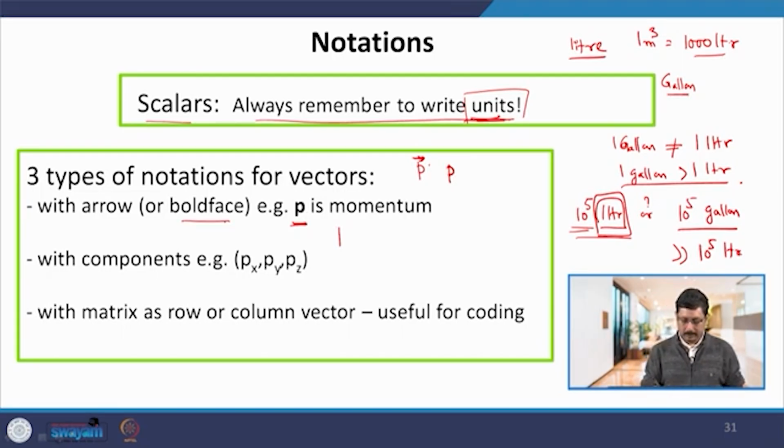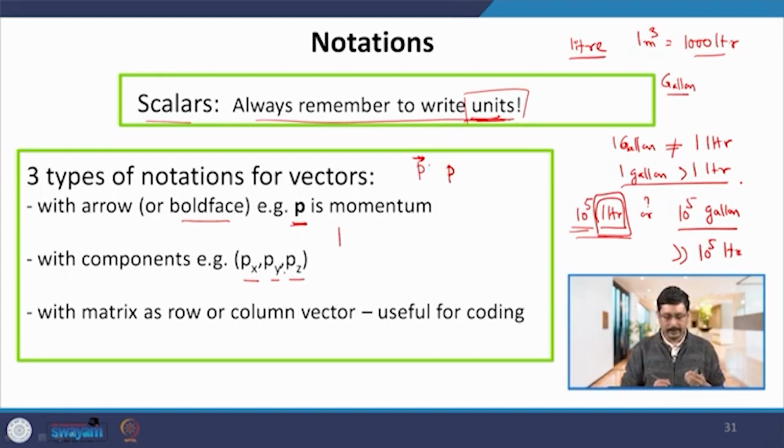Then sometimes these vectors are represented in terms of the components. For example, in 3-dimensional space, the momentum has 3 components; you need 3 independent numbers to describe momentum. So, these numbers are, let us say, the x component, y component and z component. So, they are denoted by px, py and pz.